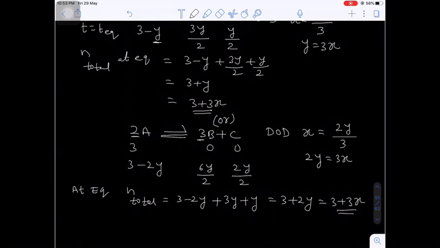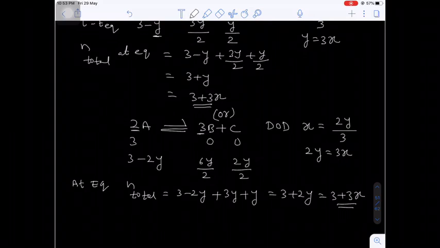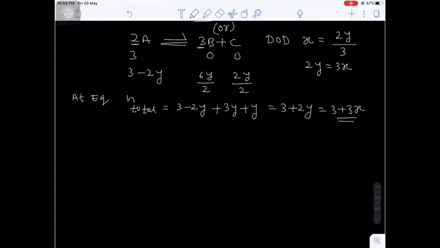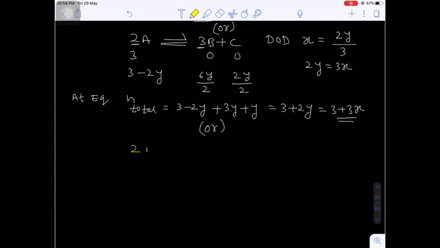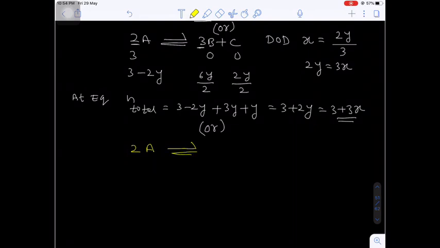So if you want to subtract the Y moles, or the 2Y moles, whatever the number of moles, you can subtract. Are you getting my point? Now here I am writing one general expression from which you can easily solve the DOD. So this is another method, the general method that I am writing here.